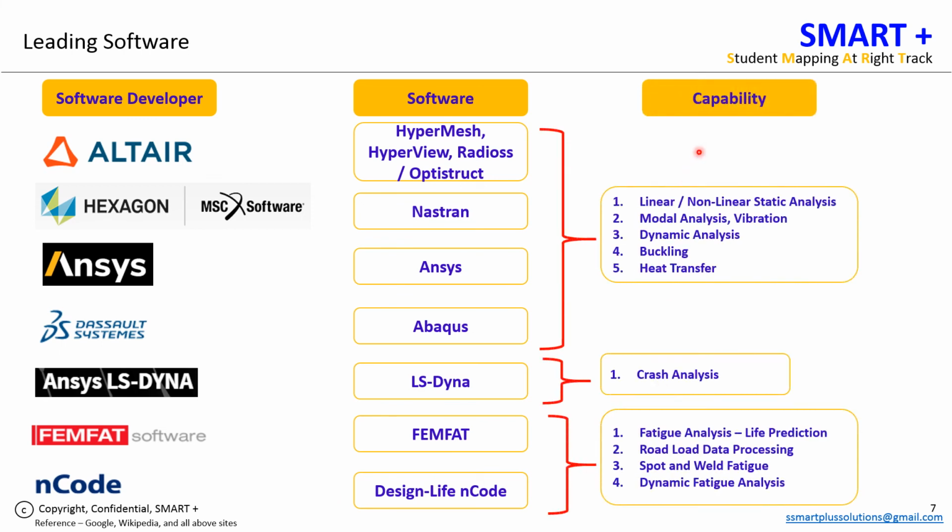So what are their capabilities? This software, OptiStruct, Nastran, ANSYS, and Abaqus, is used for linear and nonlinear analysis, then modal and vibration analysis, dynamic analysis, buckling, or heat transfer. Dyna can be used for crash analysis, and FEMFAT and nCode can be used for fatigue analysis.